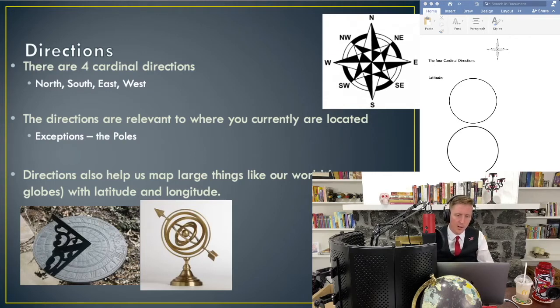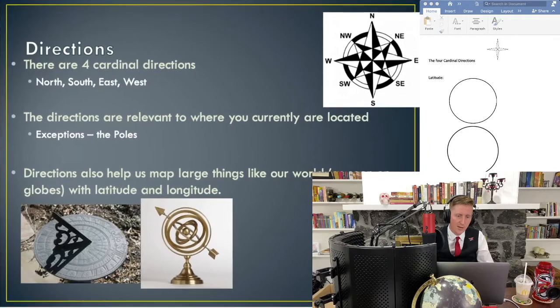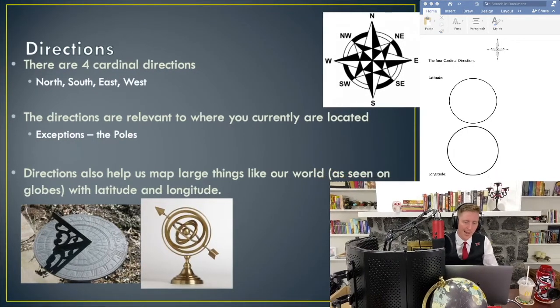You know what? I am covering up the notes, aren't I? Let's see if I can... No, not that. There we go. I shrunk myself.